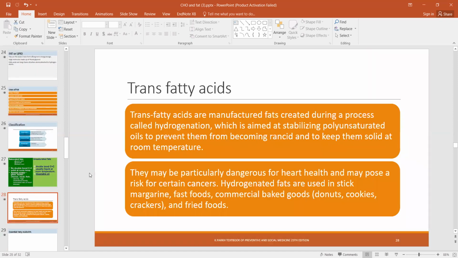Trans fatty acids are manufactured fats created during a process called hydrogenation, which is aimed at stabilizing polyunsaturated oils to prevent them from becoming rancid and to keep them solid at room temperature. They may be particularly dangerous for heart health and may pose a risk for certain cancers. Hydrogenated fats are used in stick margarine, fast food, commercial baked goods, and fried foods.